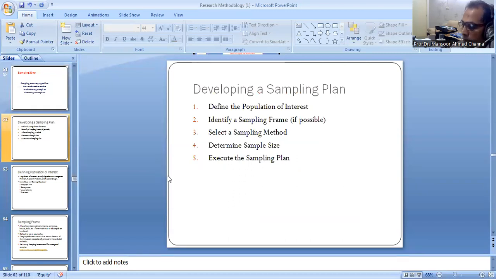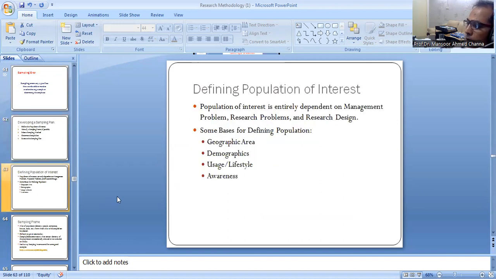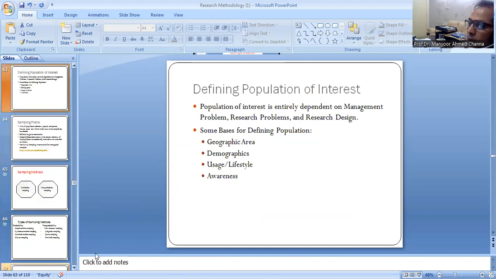Developing a sample plan. In order to develop a sampling plan, you have to define the population of interest, identify a sampling frame if possible, select a sampling method, determine sampling size, and execute the sampling plan. Now, defining the population of interest. The population of interest is entirely dependent on the management problem, research problems, and research design. Some bases for defining populations may be geographic area, demographics, usage, lifestyles, awareness.